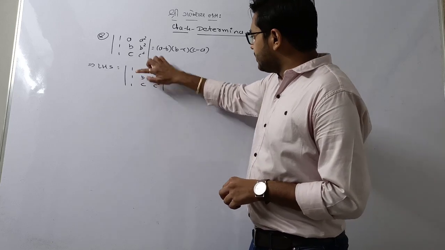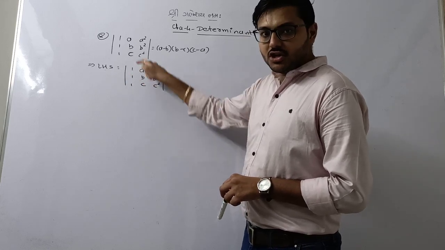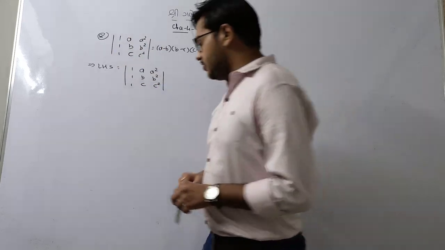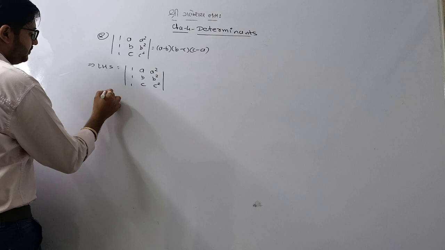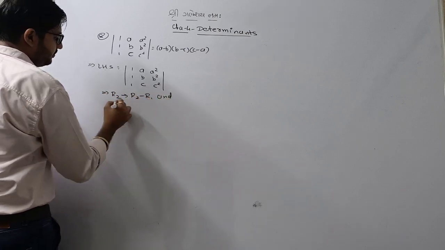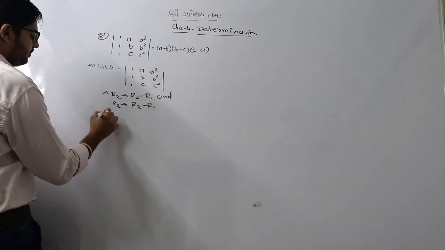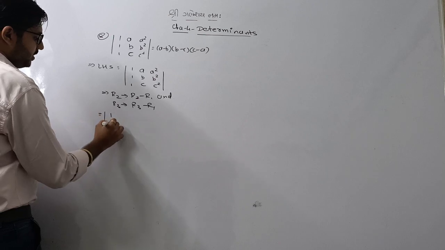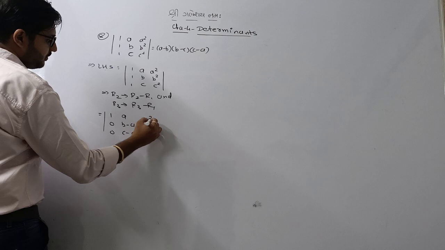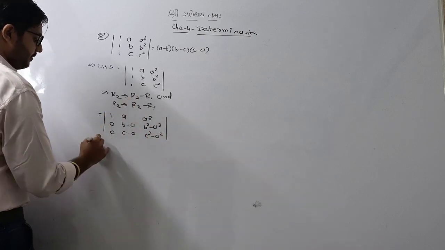That means, just check, we have 1 1 and 1, so we can get 0 in the first column. To get zeros in the first column, we have to apply row operations. So the row operations can be R2 to R2 minus R1 and R3 to R3 minus R1. By using this operation, we will get 1 0 0, a, b minus a, c minus a, a square, b square minus a square, c square minus a square.